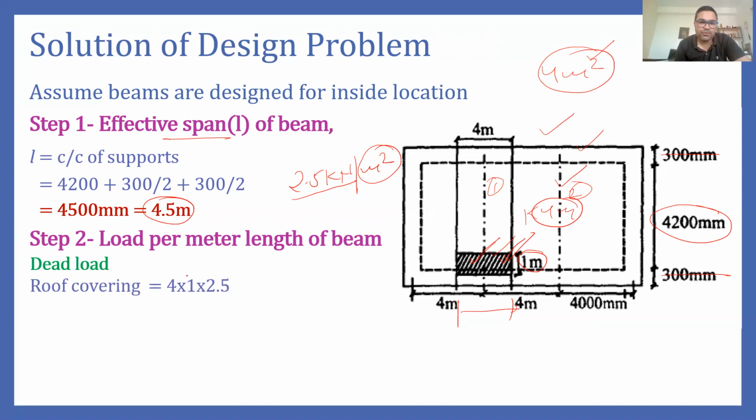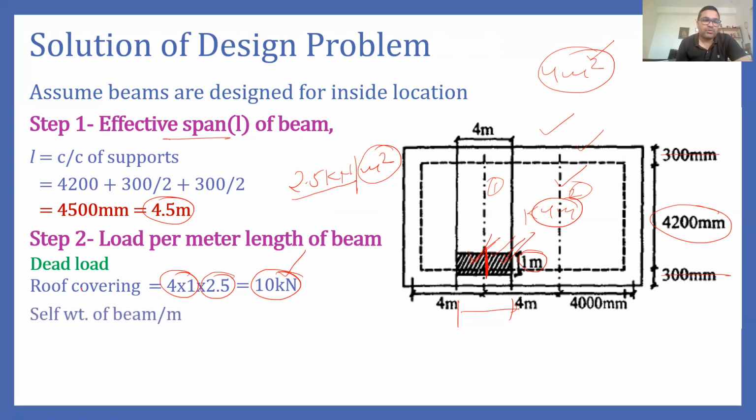So that becomes 4 into 1. This is the area, this shaded area multiplied by the intensity of roof covering load, which is 2.5. So multiplying this, we get the roof covering load as 10 kilonewton. So it means on 1 meter length of the beam, the UDL value is 10 kilonewton for the roof covering.